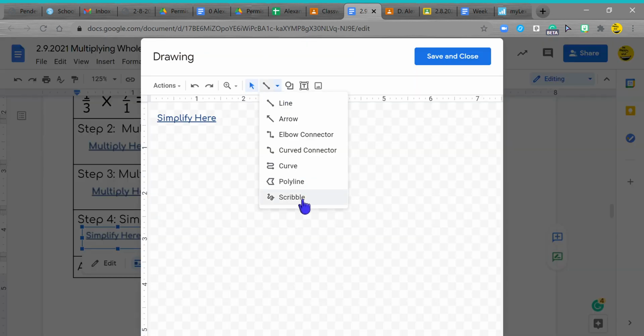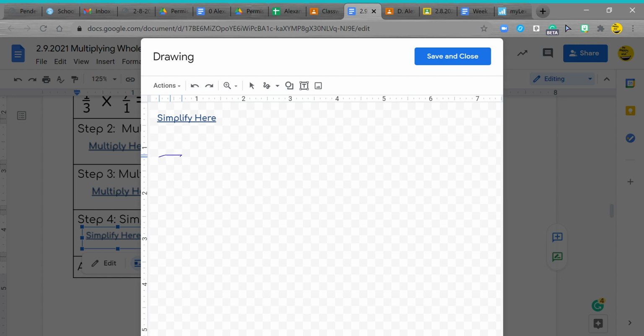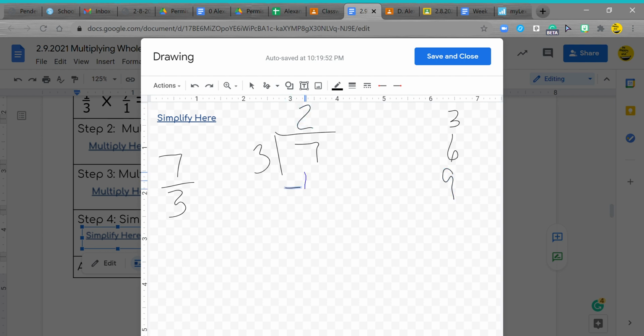So I'm going to go into here. I have 7/3. I know my 3 is my divisor and my 7 is my dividend. Now I'm going to quickly write my multiples of 3. 3 times 1, 3 times 2, 3 times 3. I see that 3 times 3 is bigger, so I'm going to go with 3 times 2. I'm going to subtract 6. I get 1, with a remainder of 1. That means my answer is 2 and 1/3. It's just that.